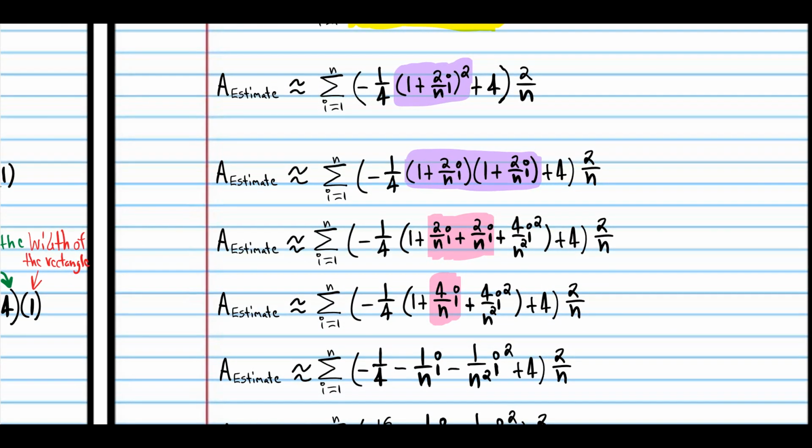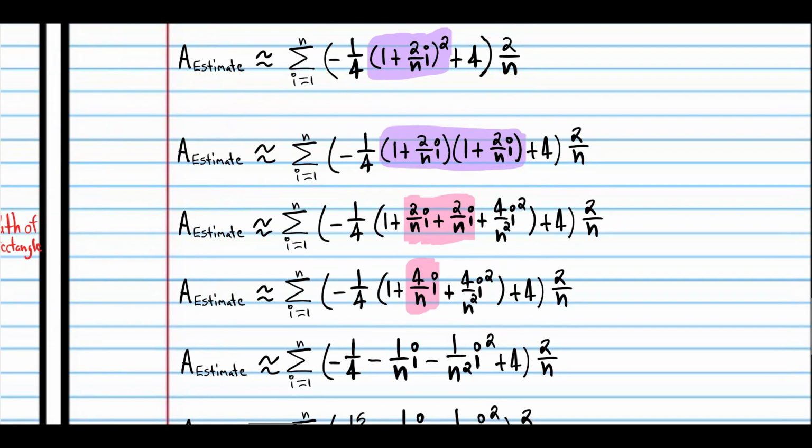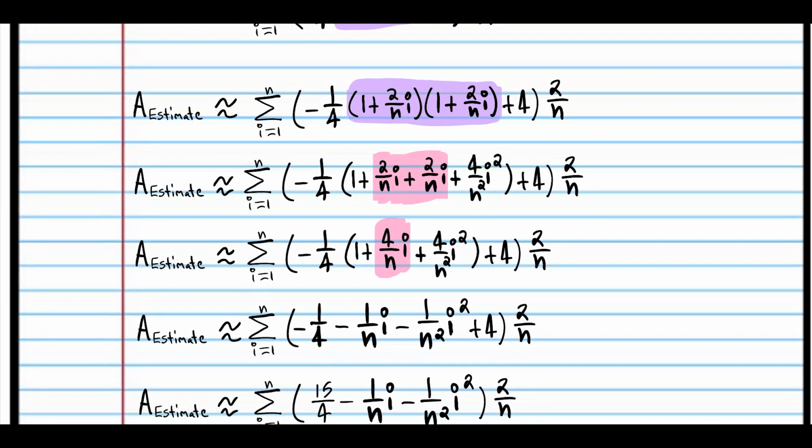So we use FOIL, and we got this. 2 over n i times 2 over n i is 4 over n squared i squared. That's just basic math. You're just multiplying one fraction times another fraction, and you can put those i's up in the numerator if it helps you. Remember, when you multiply fractions, you multiply straight across with the numerator and straight across with the denominator. You get 4 i squared over n squared.